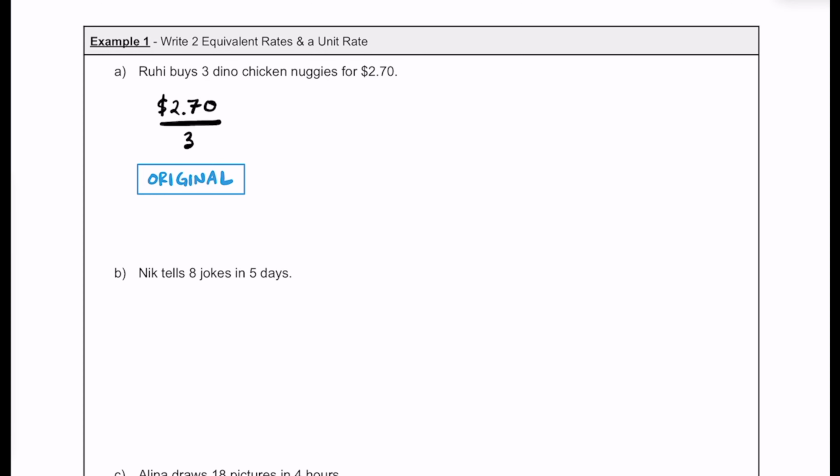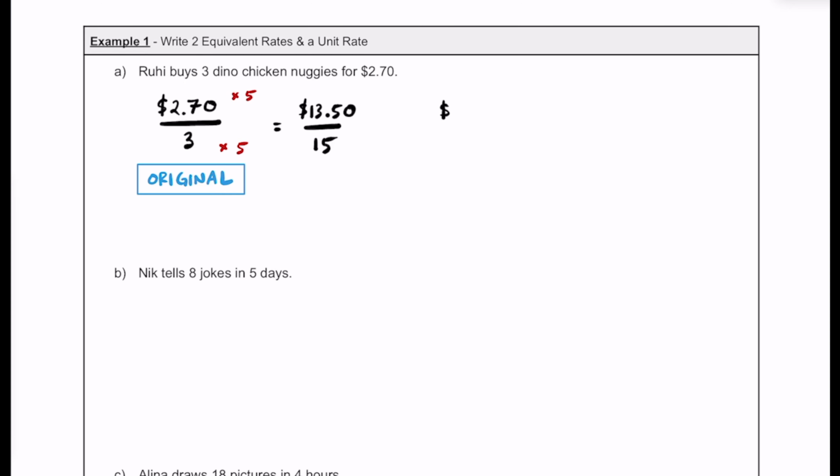Now, if you want to write an equivalent rate, you can do a couple different things. You can either multiply or divide top and bottom by the same value because that's essentially just using the identity property of multiplication. So for instance here, we can go ahead and multiply the top. Let's say we have 5 times the price, then we should get 5 times the chicken nuggies here, right? So if we go ahead and do that, then 3 times 5, that would be 15 of these Dino chicken nuggies. And then for this part, if you'd like to just use a calculator, feel free to do so. If you don't have a calculator, then just go ahead and multiply it by hand. But if you take $2.70 and multiply it by 5, that is going to be a total of $13.50, right? So this right here would be an equivalent rate.